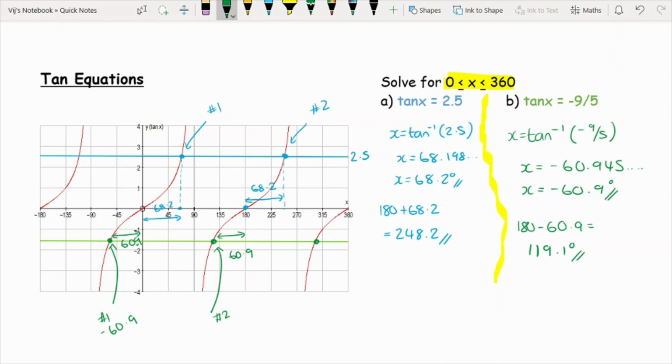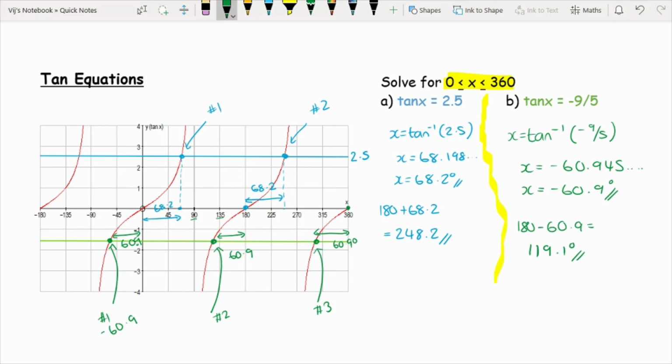Now I can check on my graph, does that look valid? Well, yes, because I'm looking for an answer that's bigger than 90 but smaller than 135. Now to find the third angle, which I've just labelled here, again I'm looking at the nearest point where it's 0, which is at 360, and it tells me that the distance from 360 to that third angle is going to be 60.9 degrees.